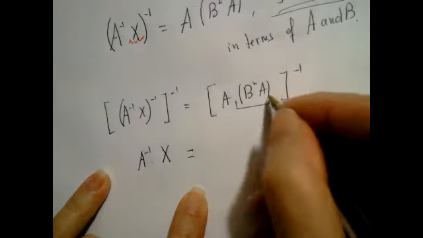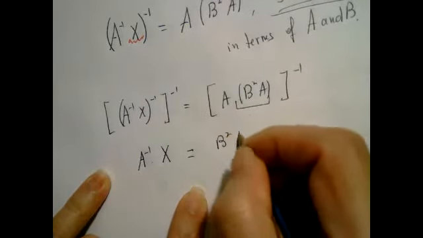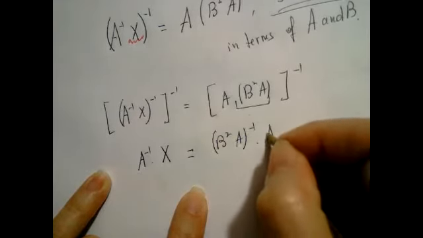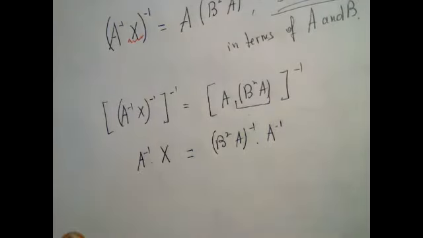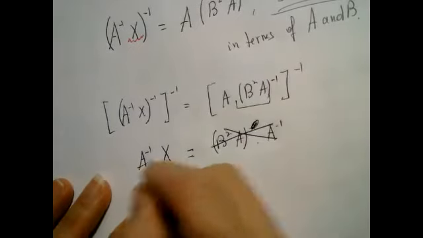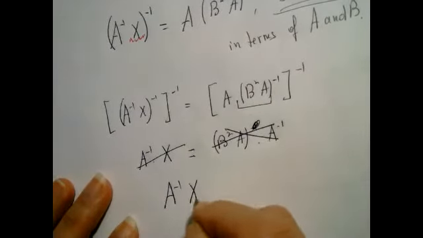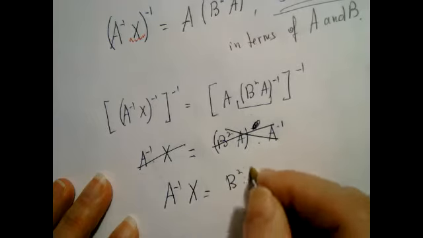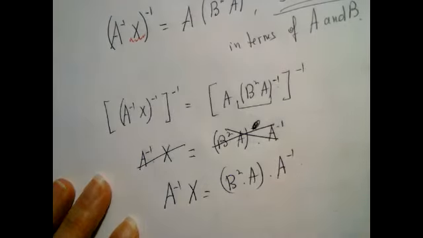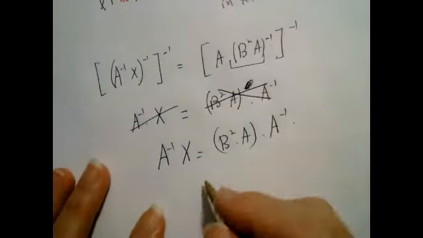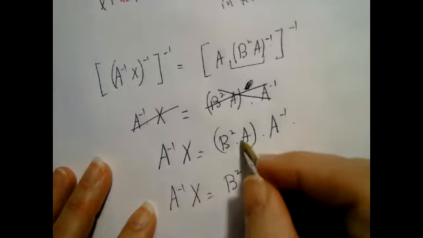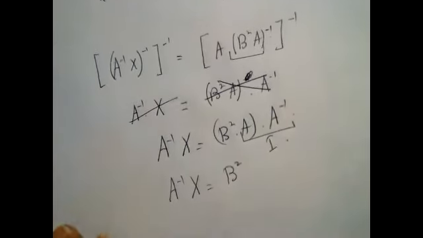Now the inverse of that would be b squared a inverse times a inverse. So we have to go, oh, sorry, I missed something. Okay, my apology. So this is going to give me a inverse x equal b squared a inverse times a inverse. So that's another approach, which will give me a inverse x equal b squared, because those two will give me the identity.